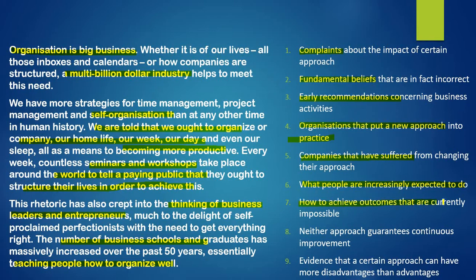How to achieve outcomes that are currently impossible. No. Neither approach guarantees continuous improvement. We did not read about any types of approaches, right? Evidence. No, we did not read about any evidence either. So the answer to this paragraph is heading number 6, what people are increasingly expected to do. And here the answer lies. People are told that they need to organize their lives, and there are seminars and workshops that tell people to organize their lives. As you can see, reading the first sentence and the last sentence did not help. We had to read the whole paragraph in this case.